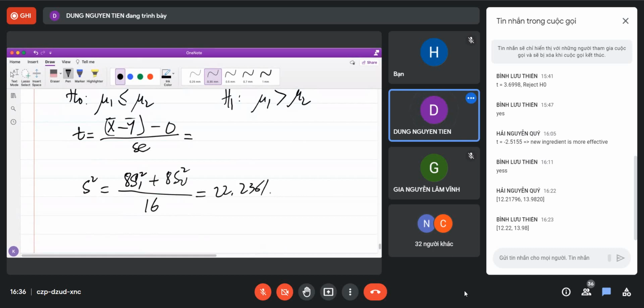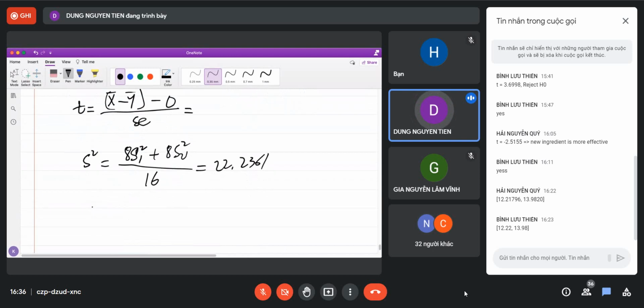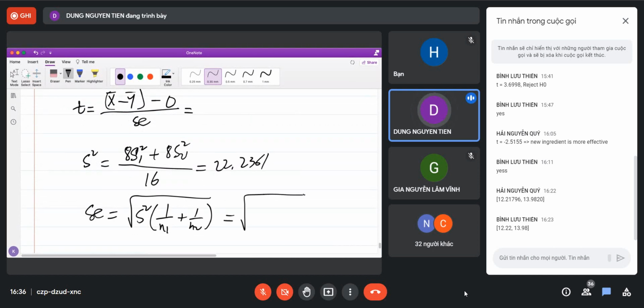All right. And then you can find the standard error, which is the square root of s squared times 1 over n1 plus 1 over n2, equals the square root of 22.2361 times 1 over 9 plus 1 over 9. Okay? Is this all right? And then you can get the standard error.